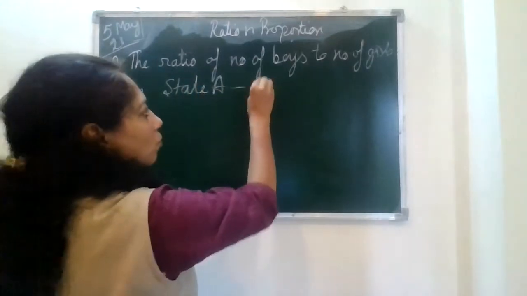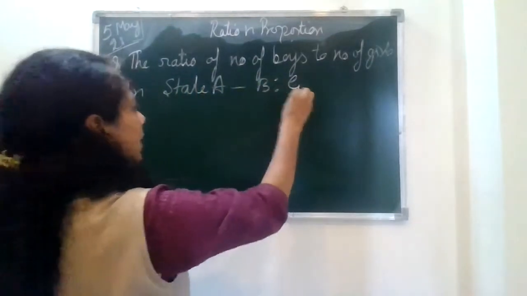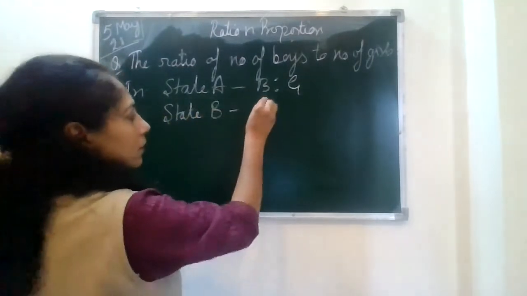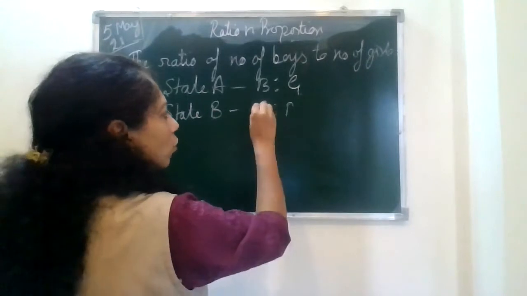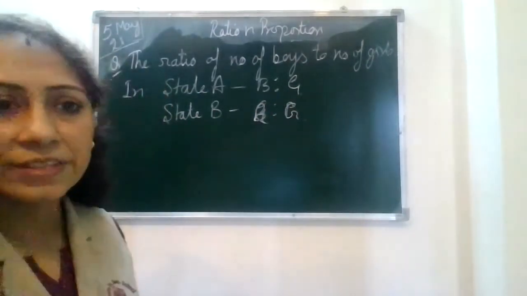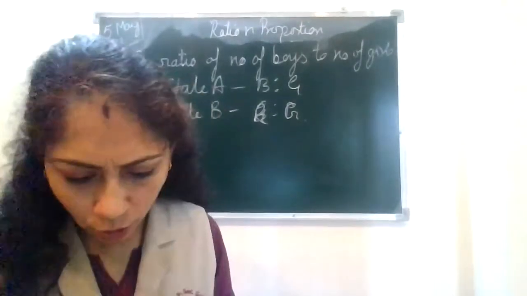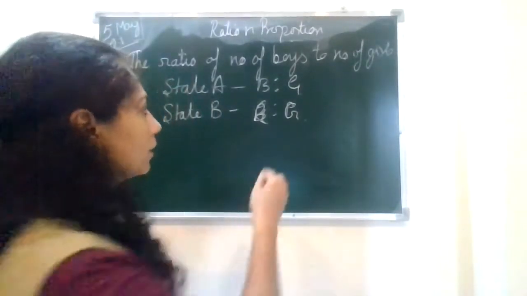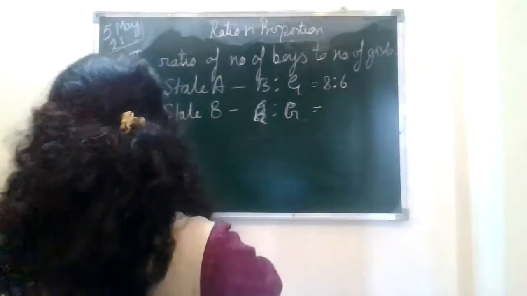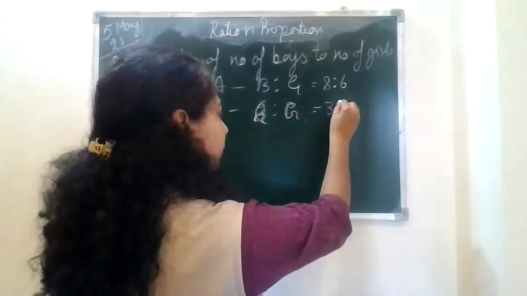Can I write like this? In state A, the boys to girls ratio, and in state B, the boys to girls ratio. Two states, boys to girls ratio is given. Okay, and the ratio is 8 is to 6 for one, and 3 is to 4 for the other.